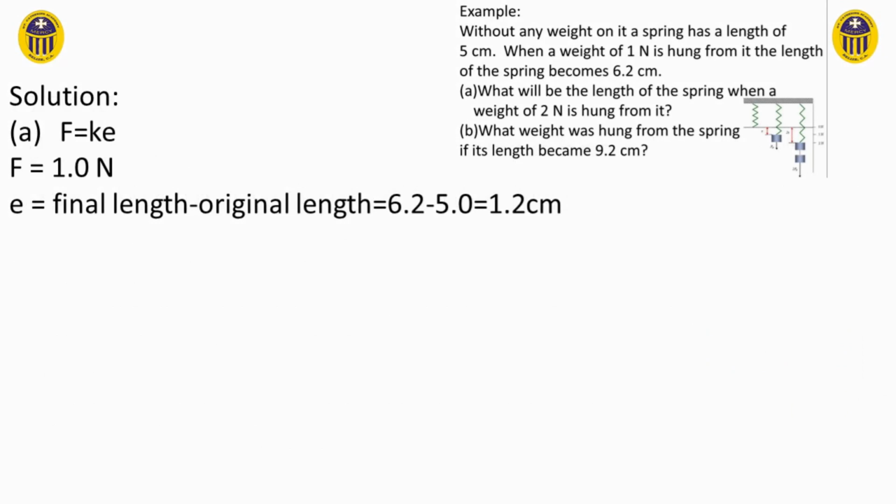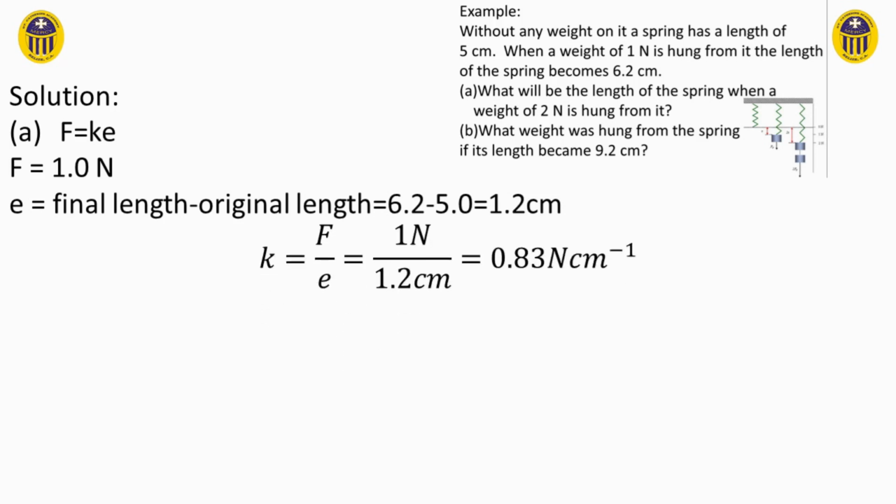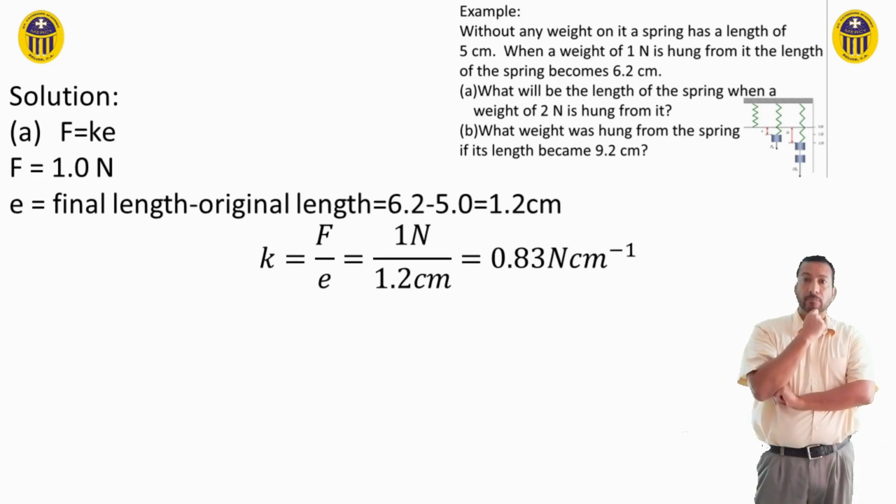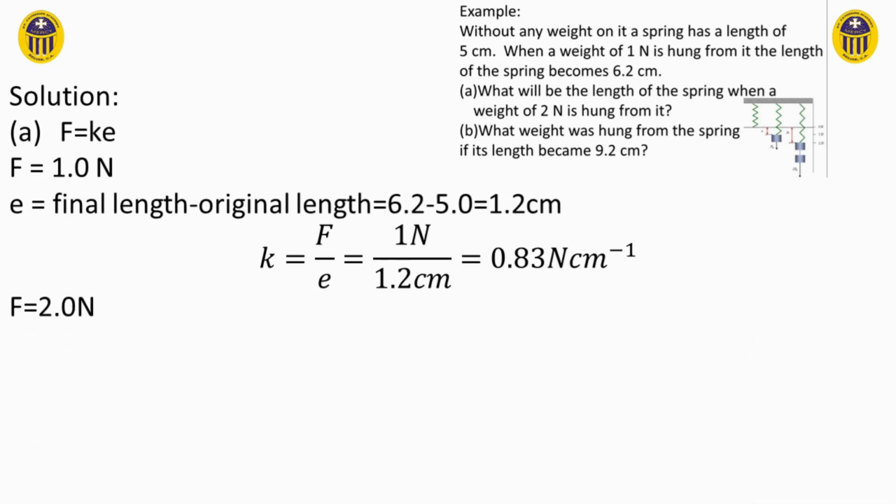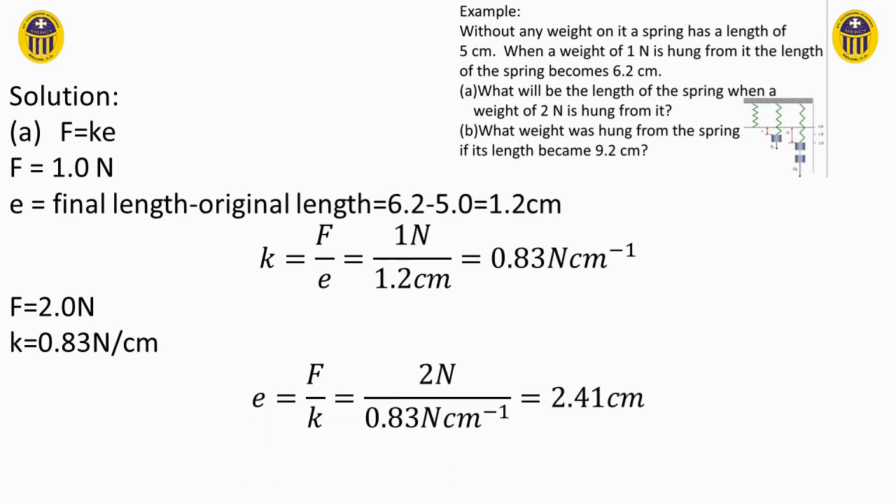So we begin our solution by writing our formula and identifying our givens. When the force is 1 Newton, the extension is 1.2 centimeters, which is the final length minus the original length. We rearrange to make K the subject of the formula. So the spring constant K will be the force divided by the extension, and that gives you 0.83 newtons per centimeter. When the force is 2 newtons and the spring constant is 0.83 newtons per centimeter, the extension will be 2 newtons divided by 0.83 newtons per centimeter. And that gives you approximately 2.41 centimeters to 2 decimal places.